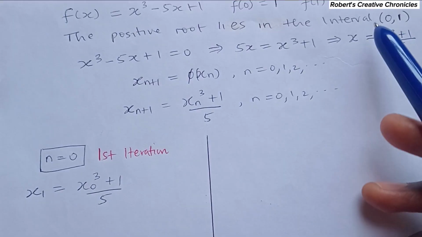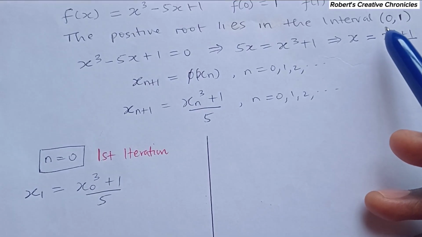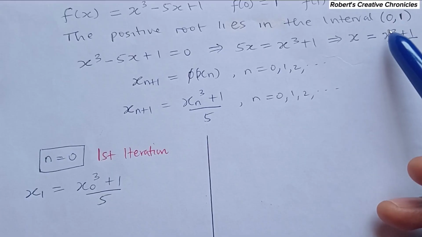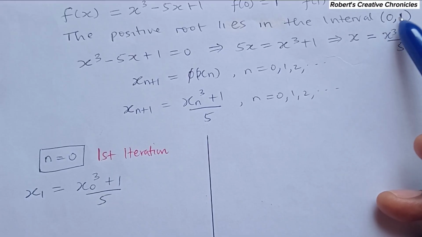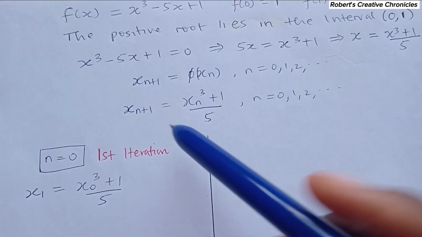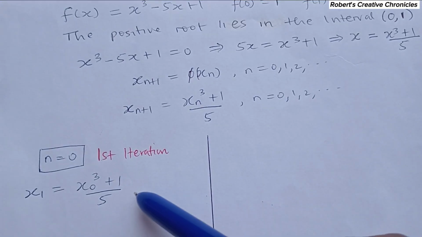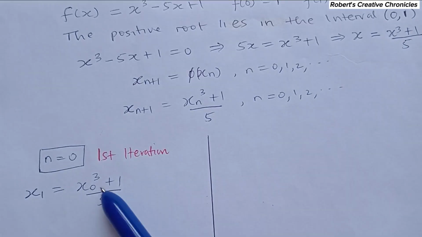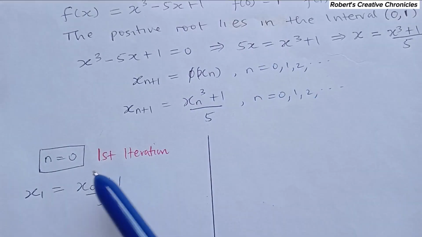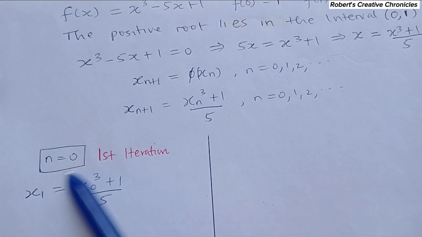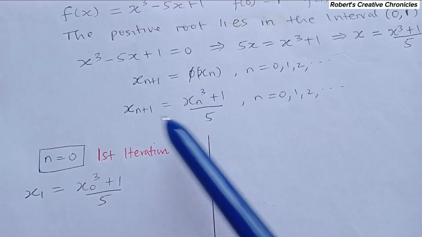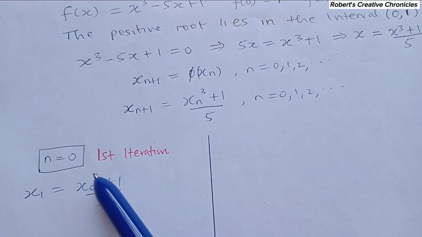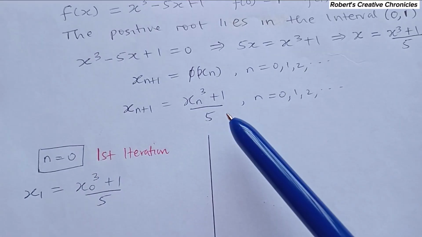We have to select our x0. Some people usually get confused at this part. They think that if they choose a particular value for x0, that's what will make them get the answer. But no, any value you select as your x0, if it's the fixed point method and the equation is expressed correctly, the iteration will converge to give you the correct answer.